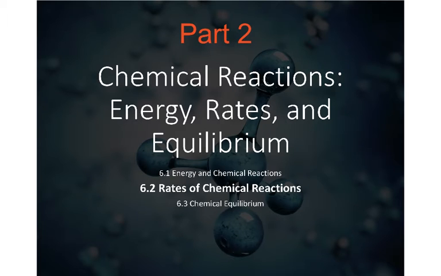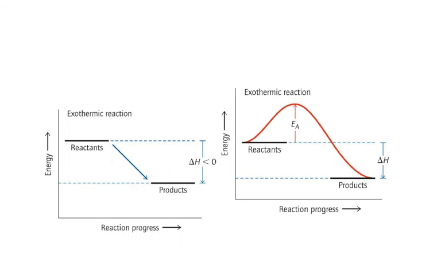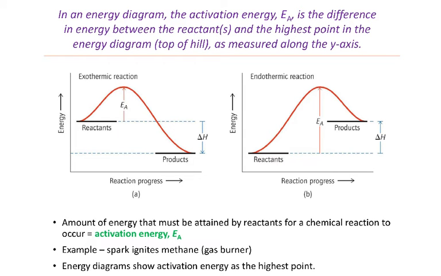Okay, we are now continuing with part two, and we just talked about activation energy. This is a necessary addition to our energy diagram that shows the hill or the hump that we have to get over to activate a reaction. In the energy diagram, this EA we can define as the difference in energy between the reactants and the highest point in the energy diagram. So that's the top of the hill. And this is measured along the y-axis.